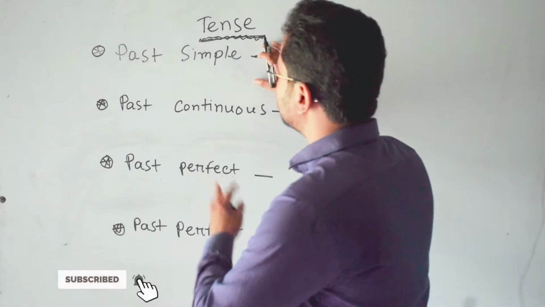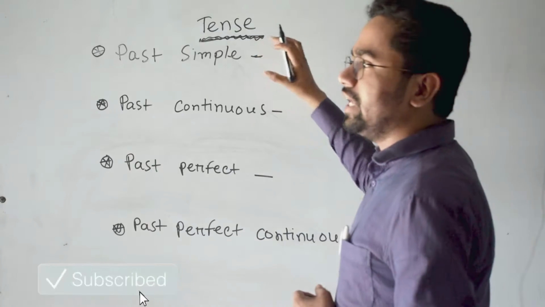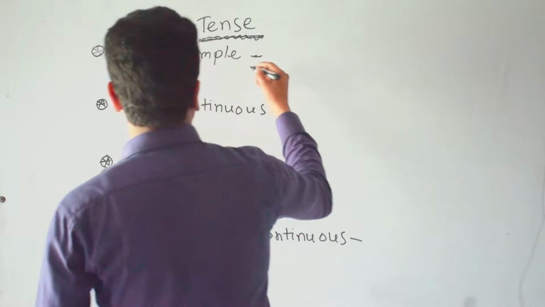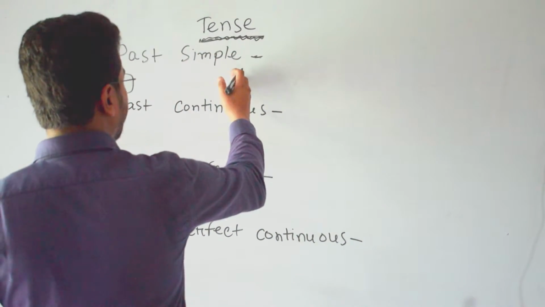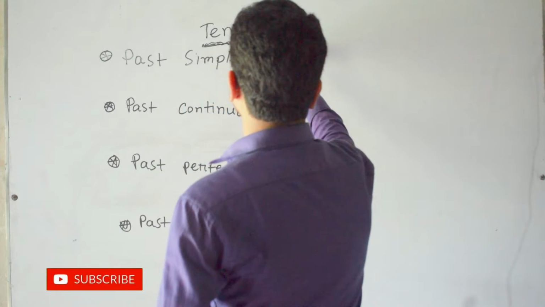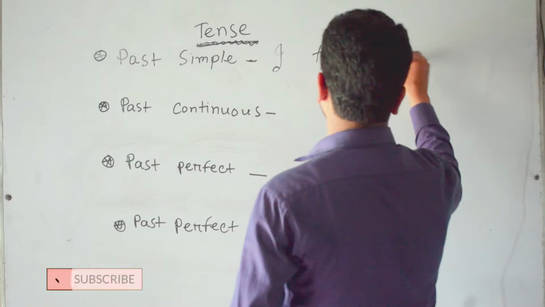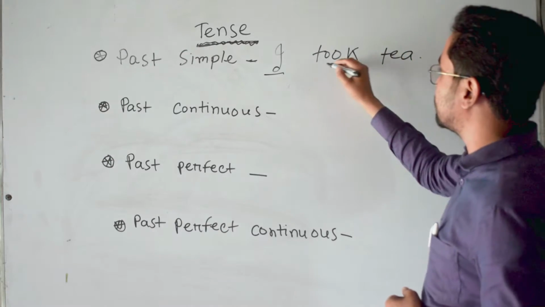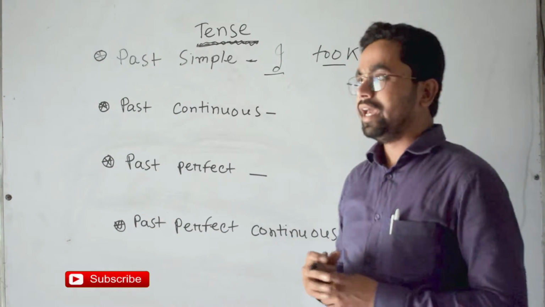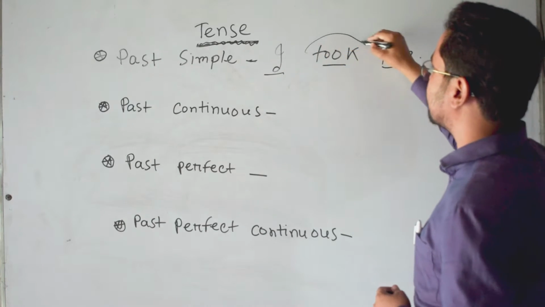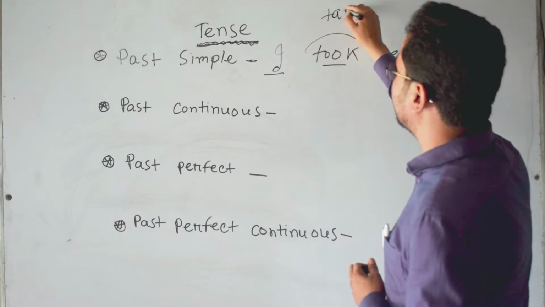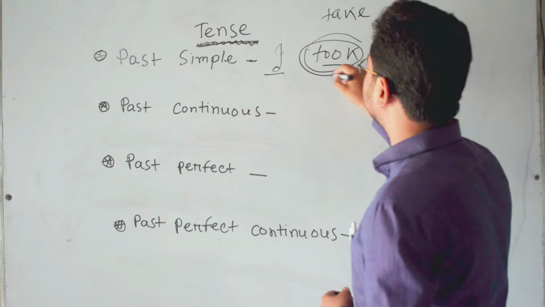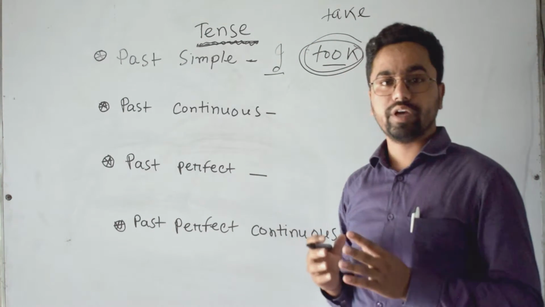If you look, the first one is past simple tense. In that tense, the work has finished before. If I write a sentence regarding this tense, I can write, I took tea. In this sentence, you will find a subject, a verb, and also an object. Among the three words, there is a verb. The verb is took. Took is the past form of take. In this sentence, take is a verb, but I have used took in past form.